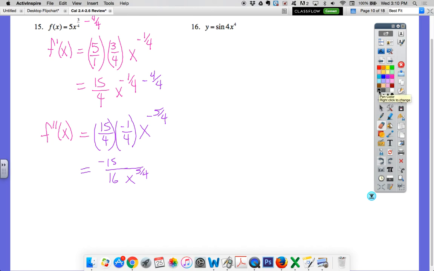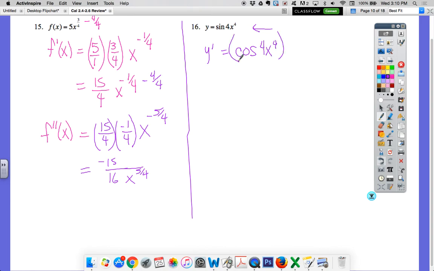Okay, let's do the second derivative of sine of 4x to the fourth. First thing I need you to observe is that the sine does not have a power. That is just the angle, okay? So whenever you do the derivative, you're just doing a regular old derivative of sine. So we're going to have y prime. The derivative of sine is cosine, and it's going to be cosine of the exact same angle.